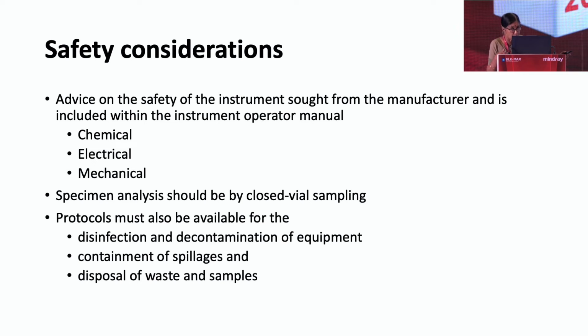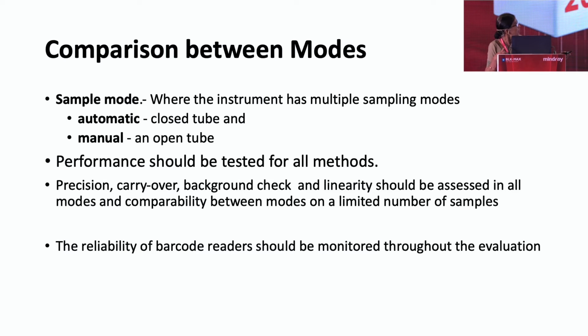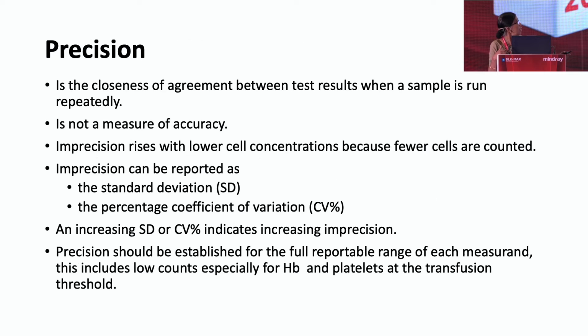Safety considerations do play an important role. It's also important to keep in mind that sample modes, when we have more than one mode, most of the equipments do have automatic and the manual mode. It's important to verify the performance of both the modes for all the parameters that we already spoke about. The reliability of barcode readers should also be monitored throughout the evaluation.